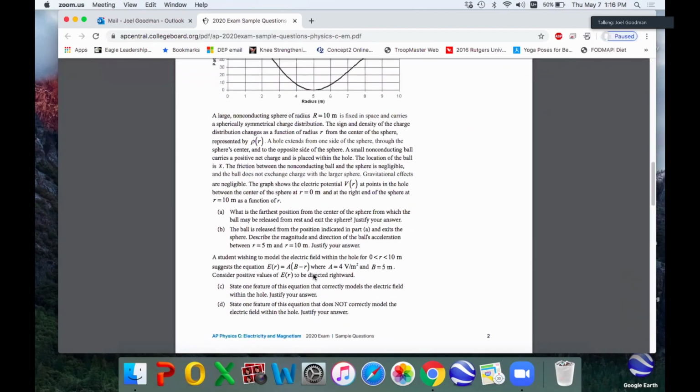Okay, what the hell is all this about? First of all, as soon as I see this and I see a student wishing to model the electric field, I really resent this. I don't give a crap what that student thinks. Like I was telling Dan this morning, they're putting the student in the position of the teacher to evaluate a kid's work. Who the hell would do that?